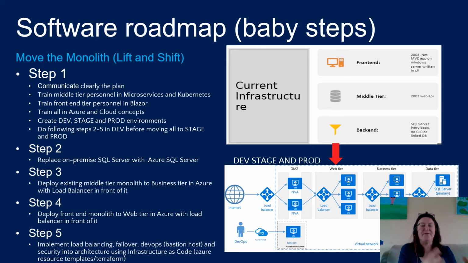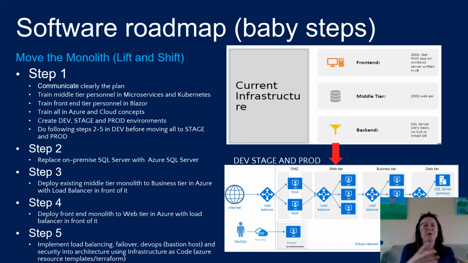So the first part of this is going to be move the monolith. So lift and shift what we've currently got on site at Contoso Bicycles' own data center and move that into the cloud. So step one of all of that is going to be talking about how we're going to do it and planning it. So step one is going to include communicating the plan to move into the cloud, deciding which cloud we're going to use. In this case, it's going to be Azure.